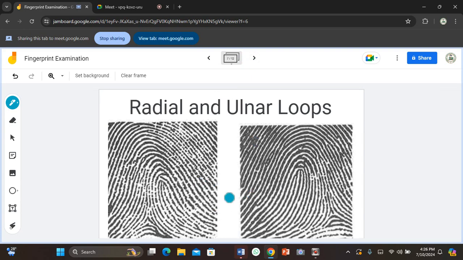Now look at this. If you want to make our ridge counting now, we start from this place. This is our data. So now we start from here. 1, 2, 3, 4, 5, 6, 7. Because our core will be here. So our ridge counting is 7.